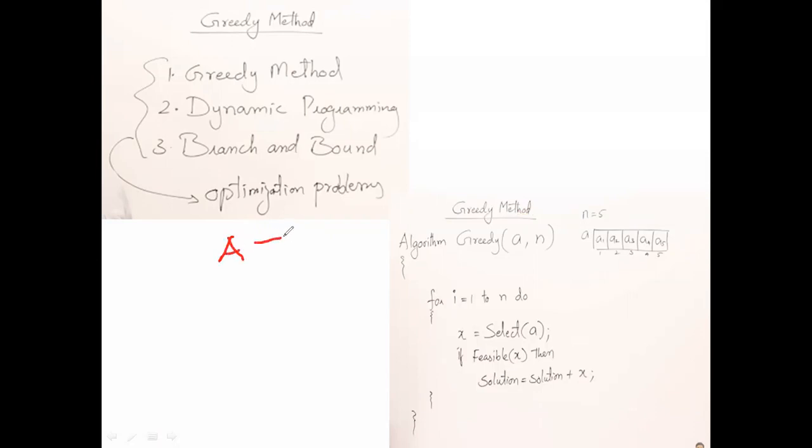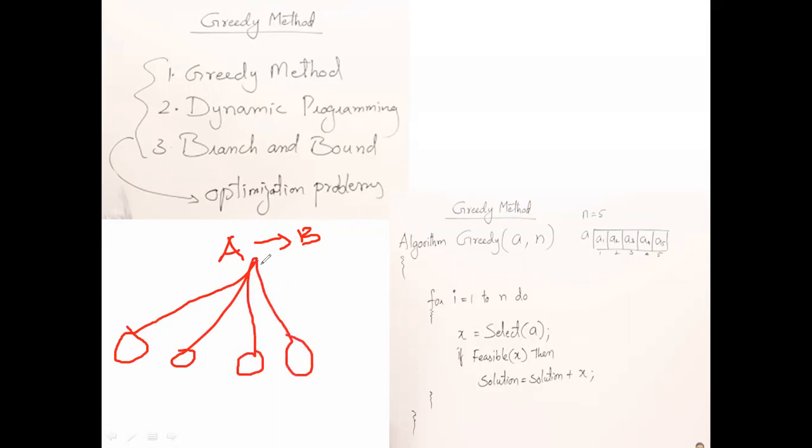Suppose you want to reach from A to B destination. We have different solutions: 1, 2, 3, 4, 5. These are all subset solutions, n number of solutions. Suppose A1, A2, A3, A4, A5, n equal to 5, and A is any one subset solution. So for i equal to 1 to n do, n is 5, from 1 to 5, you have to select A.